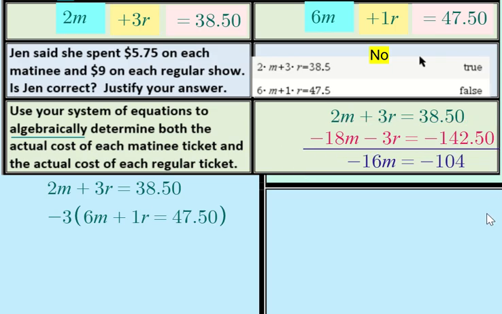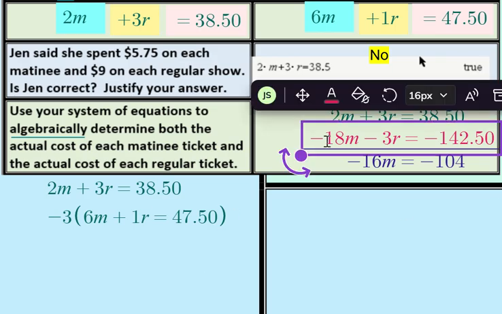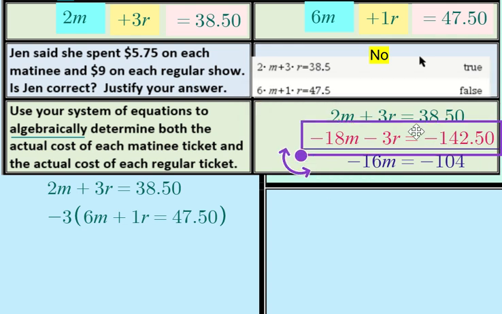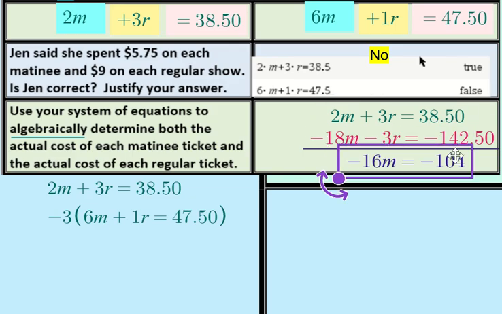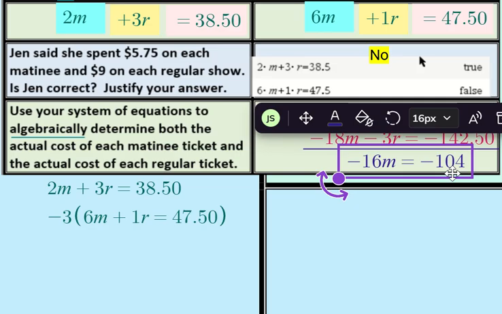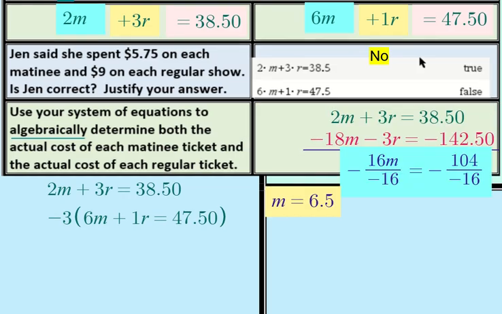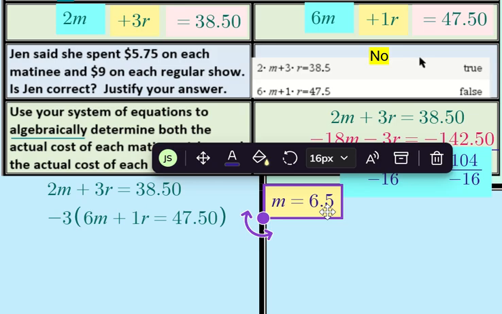And now we combine like terms. 2 minus 18 is negative 16. And when I combine my totals, I get negative 104. So now all I have to do to find m is divide negative 104 by negative 16. So I just verified the price of a matinee ticket is $6.50 since m equals 6.5.